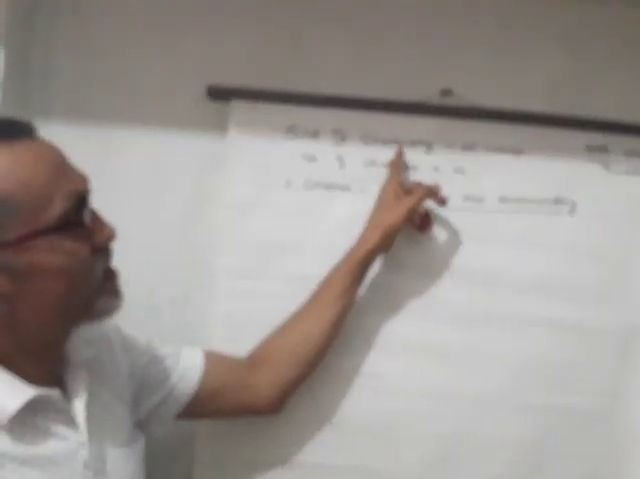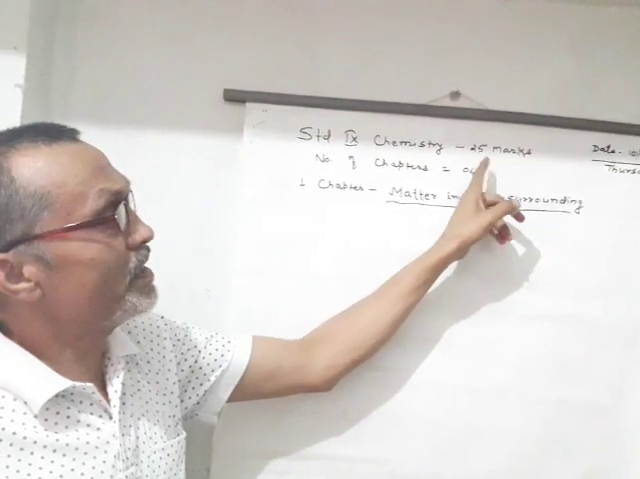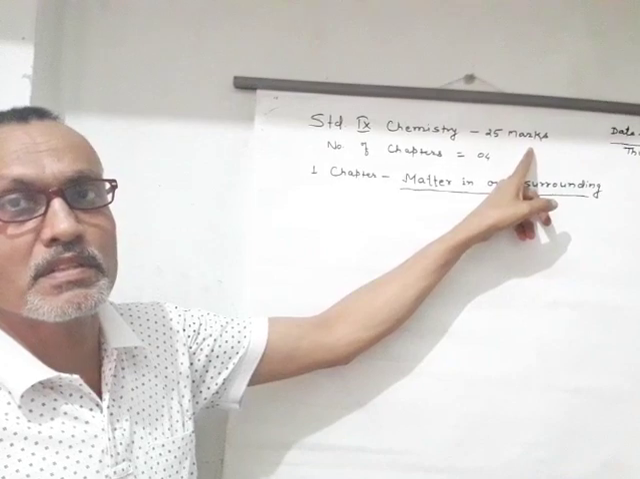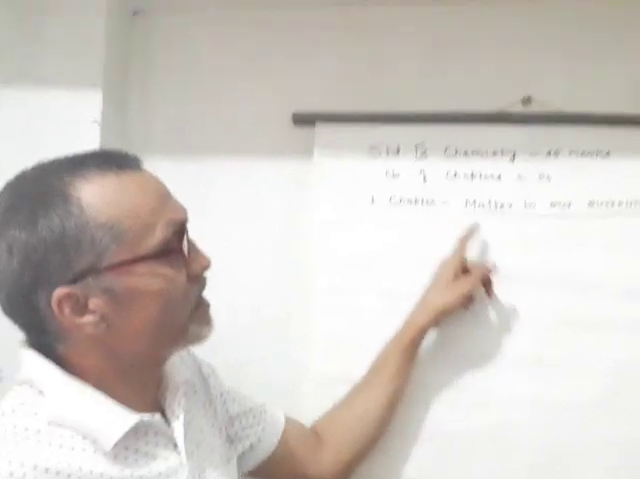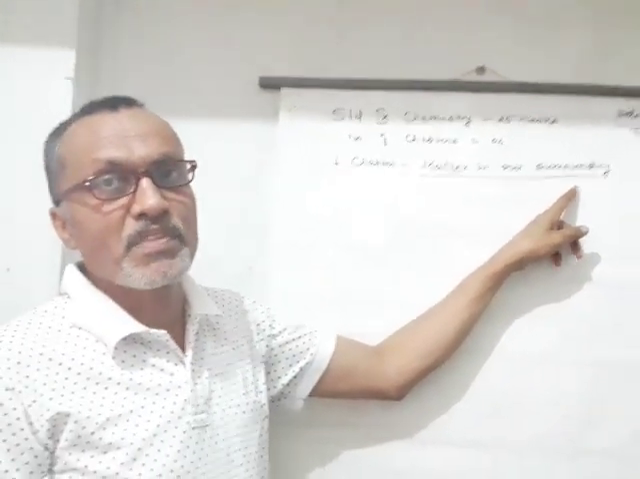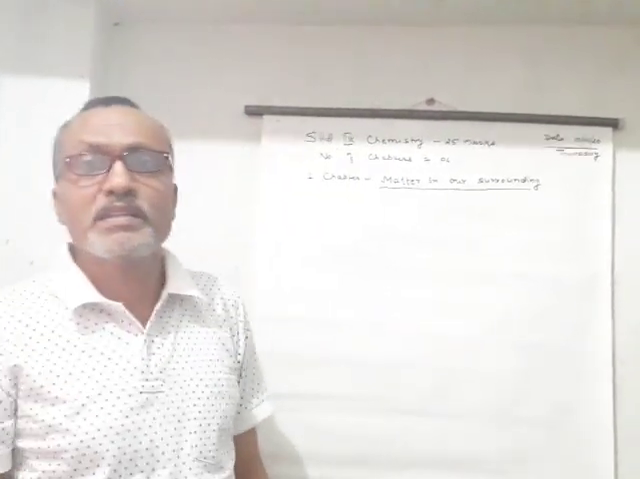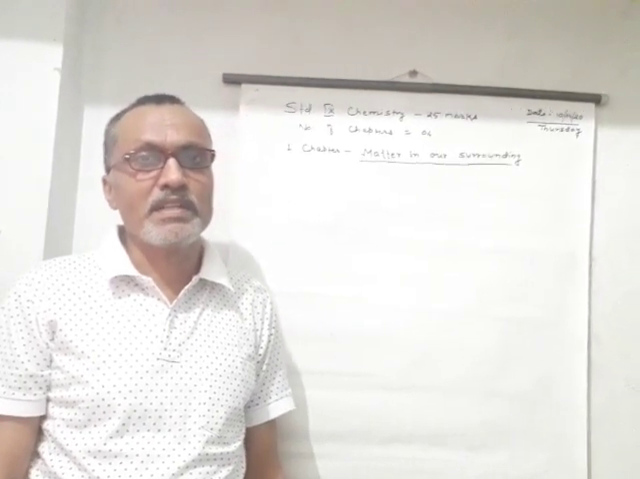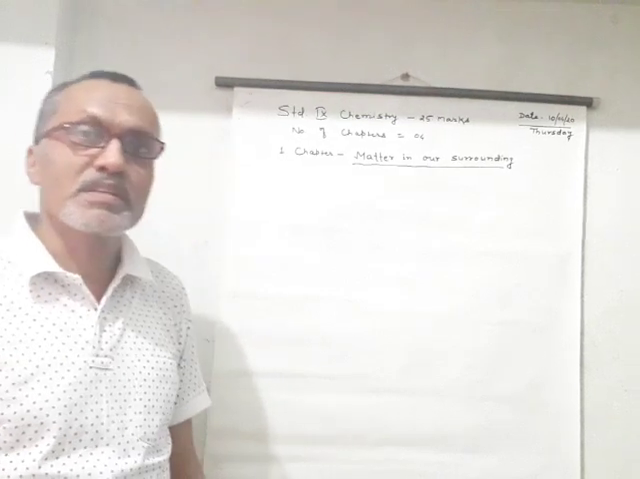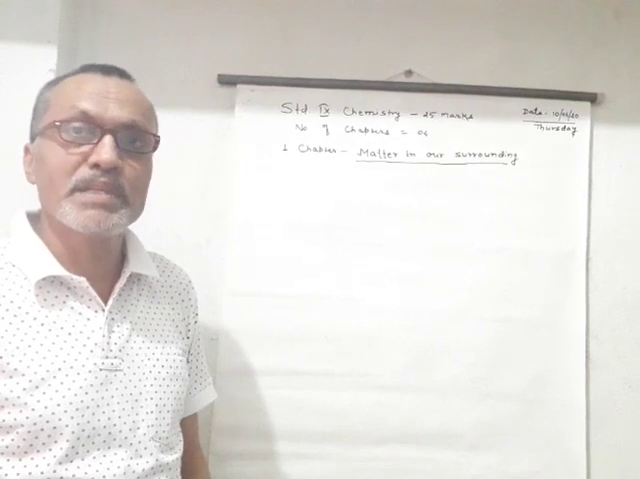Students, first of all, the chemistry paper will be of 25 marks, and in these 25 marks we have to study all four chapters. Our first chapter is Matter in Our Surroundings. Today we will learn what matter is, what its characteristics and properties are, and what the classification of matter is on the basis of its physical and chemical properties.